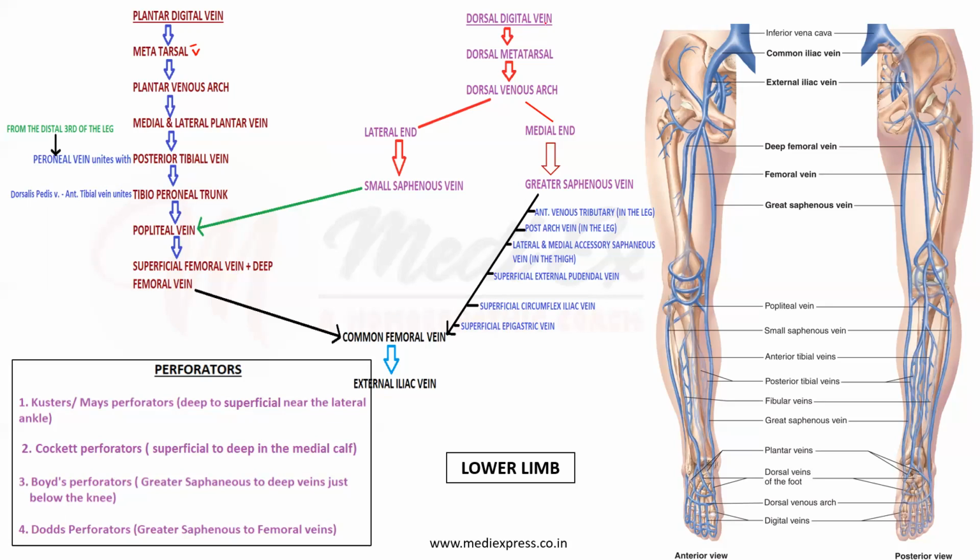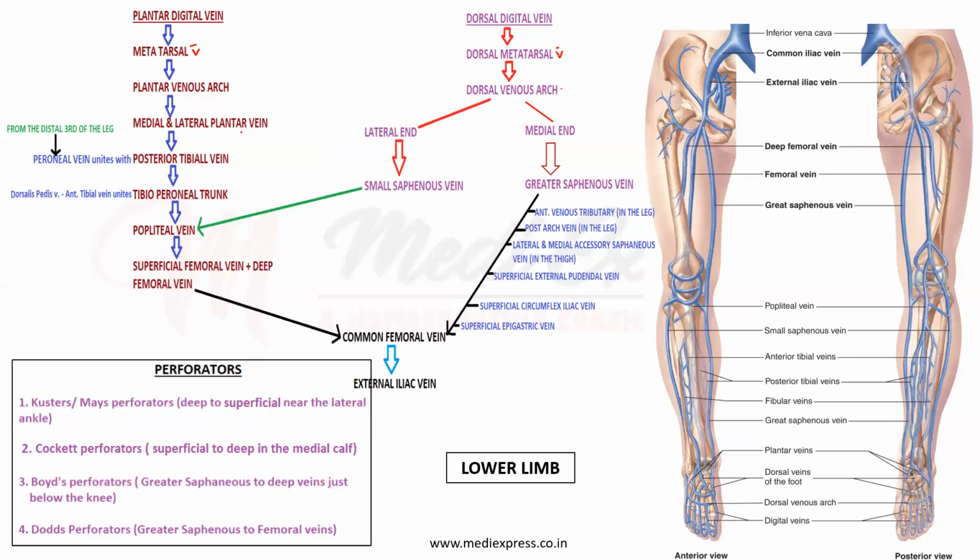In the same way, dorsal digital veins drain into the dorsal metatarsal veins and then into the dorsal venous arch, right? Dorsal venous arch over here. Now, coming to the plantar venous arch, it again drains into the medial and the lateral plantar veins. Same over here, the lateral end and the middle end of the dorsal venous arch. Now you can see dorsal veins of the foot. So where does it drain? It drains from the dorsal venous arch. Now it comes a little different.